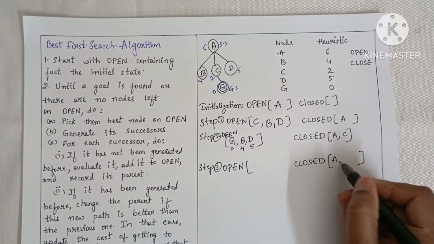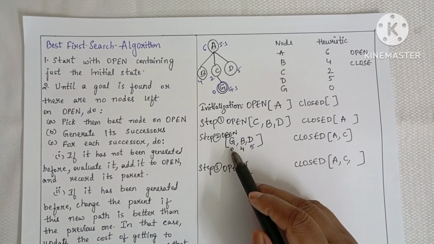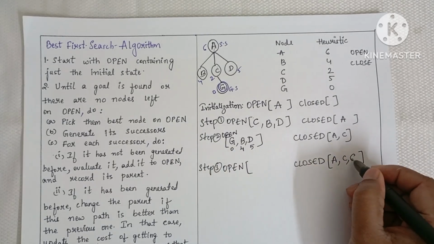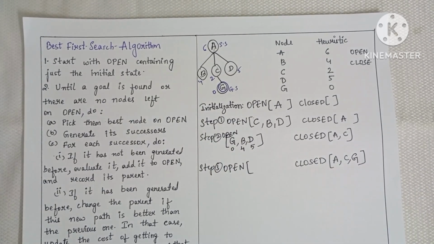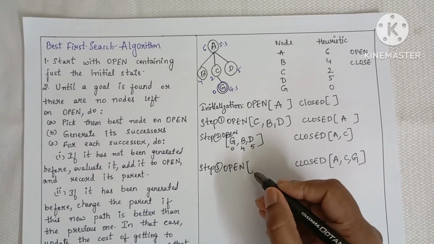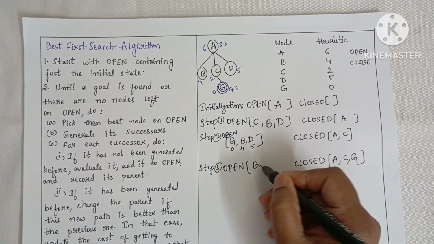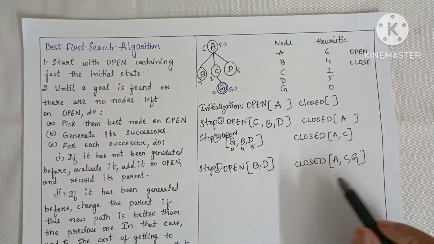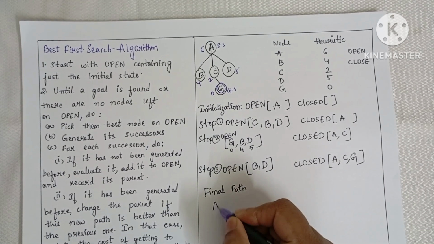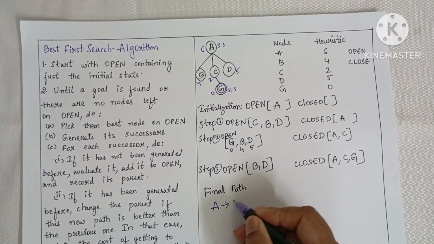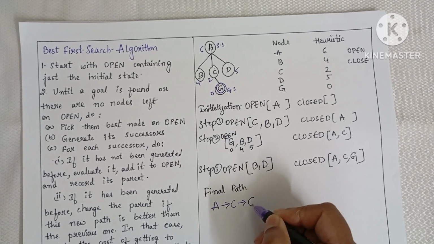So A, C, G. Because this is a goal node, we have selected G in our path. So remaining are B and D in the open list. The final path will be the path which is in the closed list. The final path is from A to C, C to G.